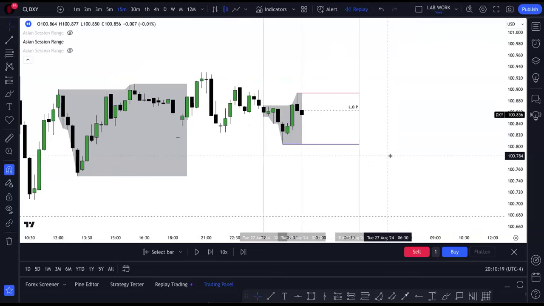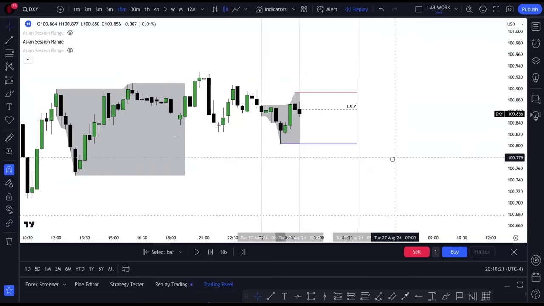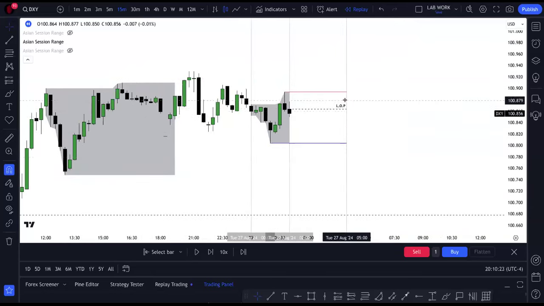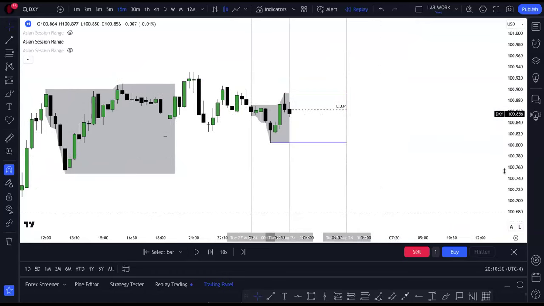Now, if you guys had to take an educated guess, when price is above London opening price, what condition are we in? Are we in a premium or discount? I'm asking the chat. Anybody can answer that. When price is above LOP, is it a premium or discount?